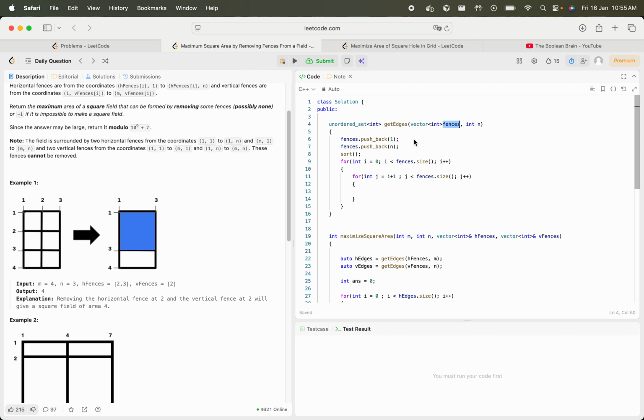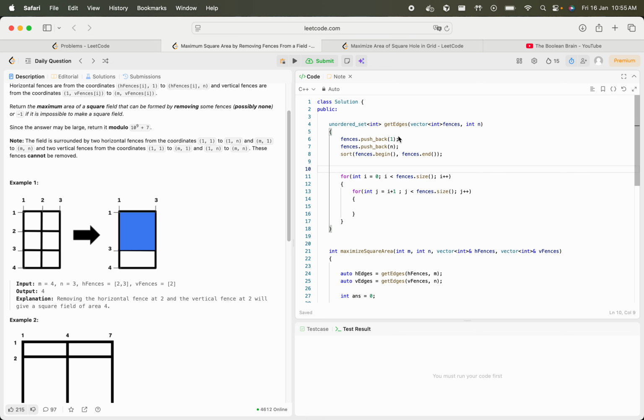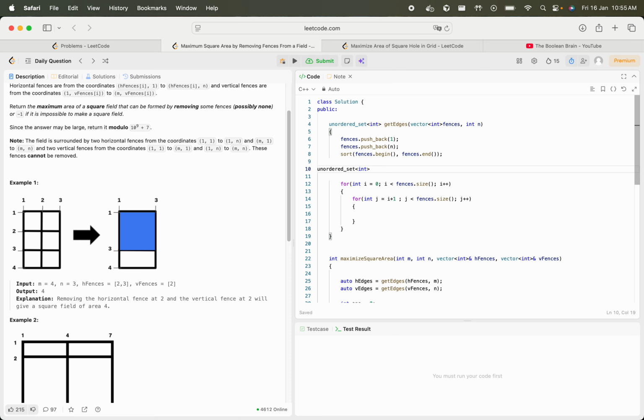So fences dot begin, fences dot end. Okay. Now I will check. Since I'm returning a set, I need to declare a set here.